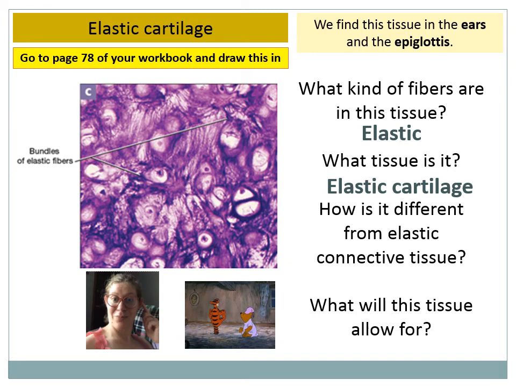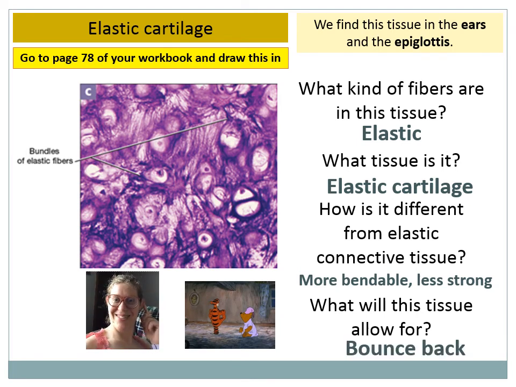So how is this different from elastic connective tissue? Yeah, elastic connective tissue had those really small coils in it. It was very, very dense and very, very strong. This stuff here is more bendable. It's less strong. So if you look here at this little video of me, there I am, you can see what this is allowing for. It's allowing us to bounce back. So when we look here, you can see that we're bouncing back. Our ear is able to bounce back after we bend it.